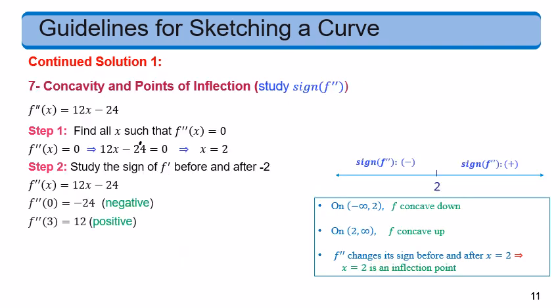Now concavity and point of inflection. For concavity, we need to check the sign of the double derivative, the second derivative. The first derivative we already calculated in the last slide. Now we have to find the second derivative. We have 12x minus 24, and set it equal to 0. For concavity and point of inflection, we need to put the second derivative equal to 0. So 12x minus 24 equals 0, x equals 2. Now study the sign of f prime before and after 2.